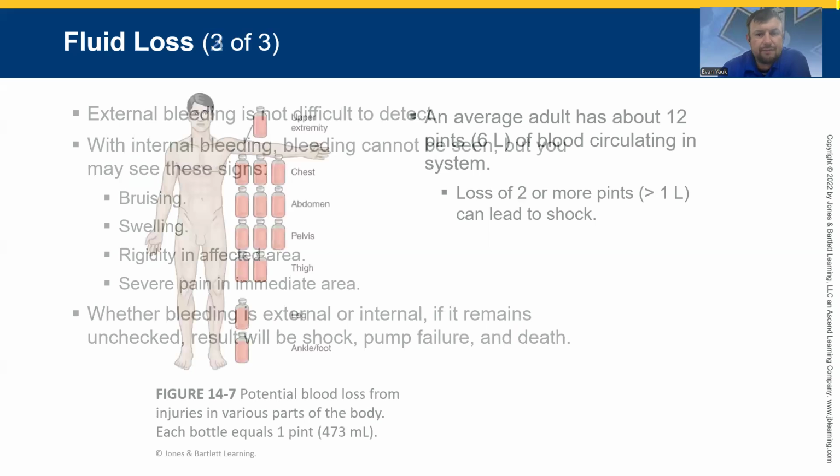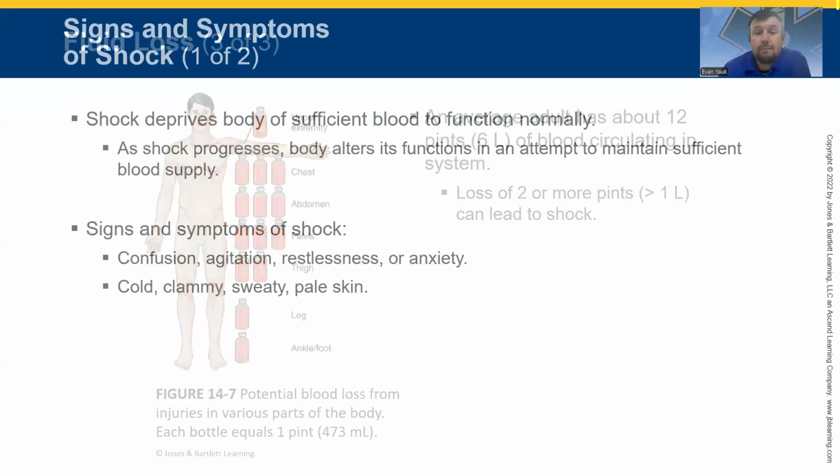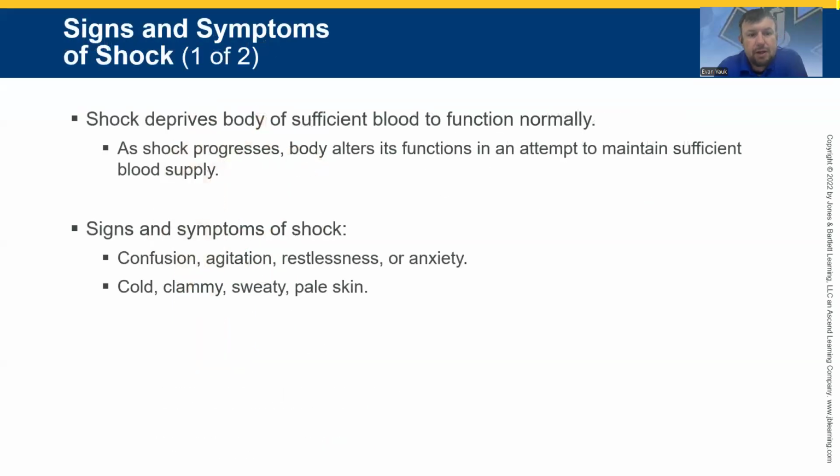An average adult has about 12 pints, that's 6 liters of blood circulating in the system. Loss of 2 or more pints, that's 1 liter, can lead to shock. Shock deprives the body of sufficient blood to function normally. As shock progresses, the body alters its functions in an attempt to maintain sufficient blood supply.